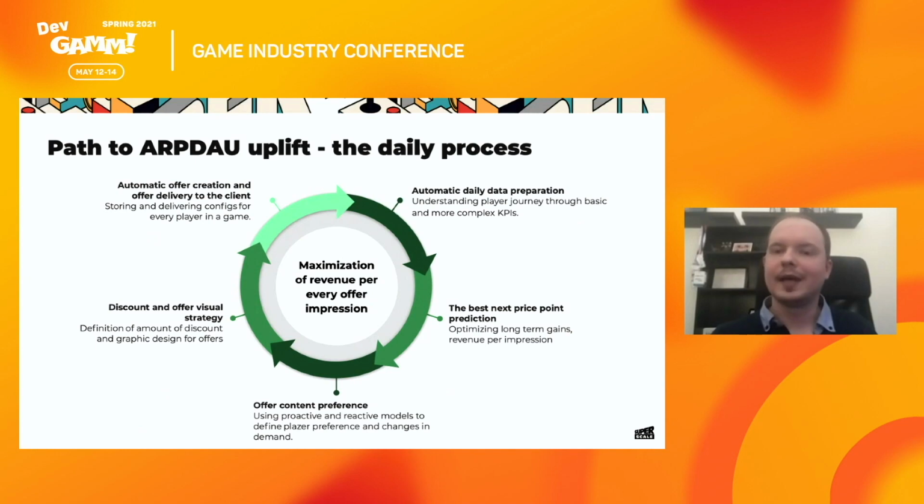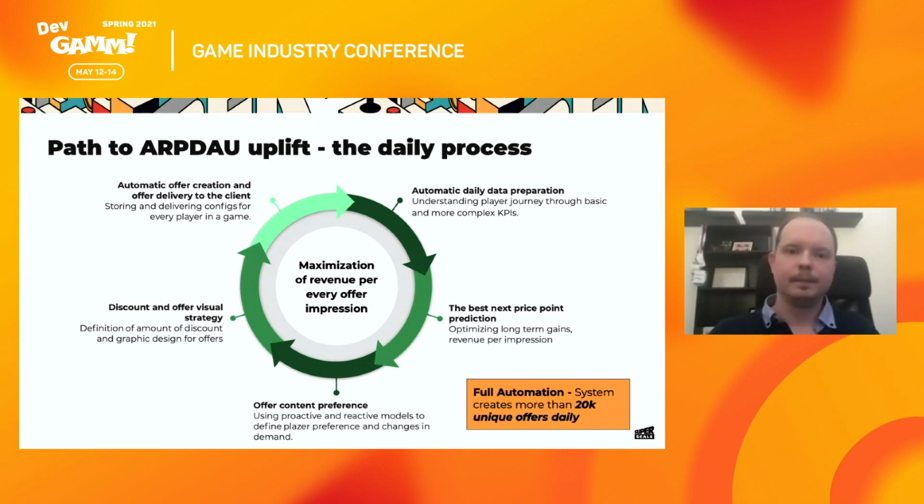And of course, the last thing is putting all of this together. At the end, the model just gives you data about the player. So you can imagine that player should get this pricing, with this content, with this discount, with this visual, and so on. We need to take this information and create offers from it for the game, send it to the client, and create the offers the player interacts with.